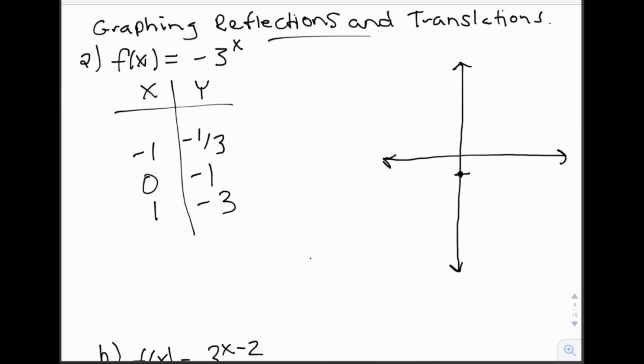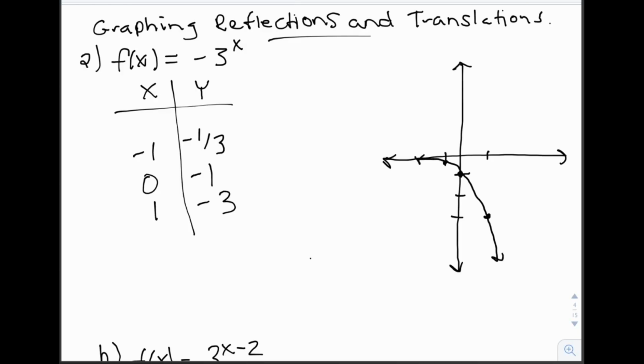-1, and then -1/3. So that should be approximately right here. And then last we have positive 1 all the way down at negative 3. So connecting our lines, we should get some sort of graph that looks like this.